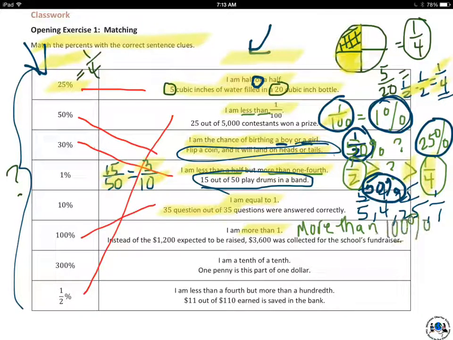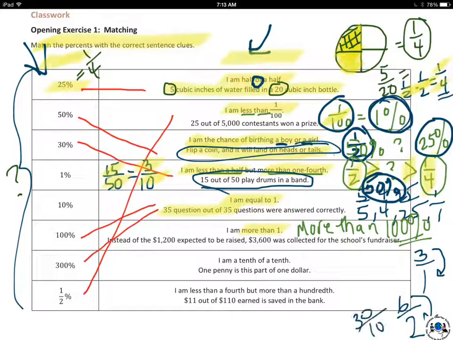Okay, so the next one is I am more than 1. Well, if you are more than 1, that means it's more than 100%. And the only percentage in that left-hand column is 300%. So what does 300% look like as a fraction? Well, it could be 3 over 1.